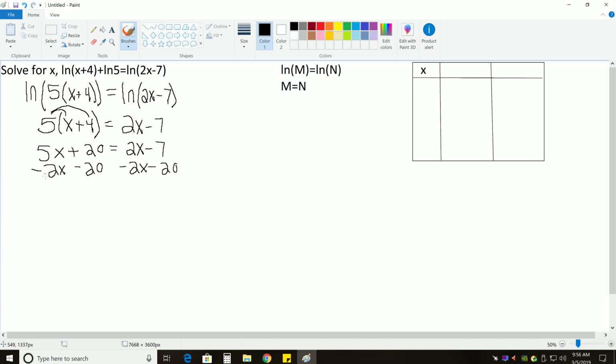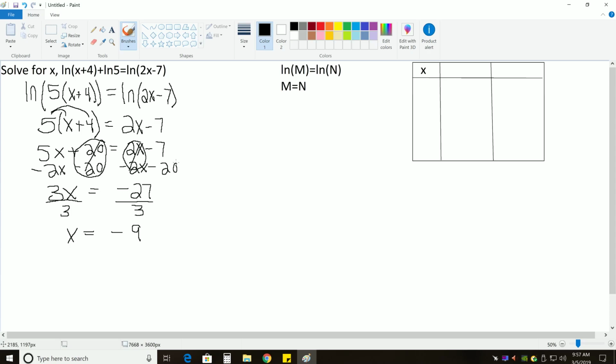which gives us 3x is equal to negative 27. The 2x and the negative 2x cancel out, and then the 20 and the negative 20 also cancel out. And now to get x alone, we'll divide each side by 3 to get x equals negative 9.